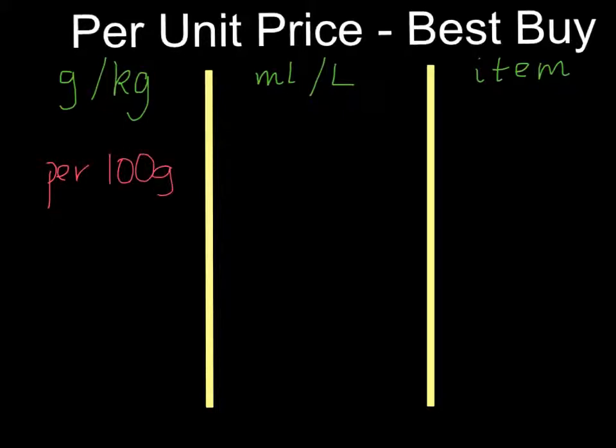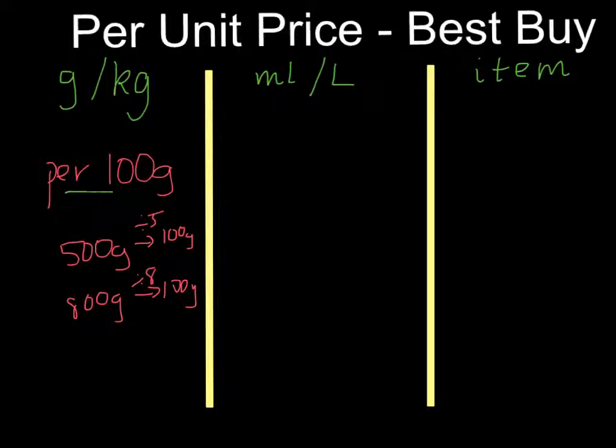So say, for example, you had 500 grams of mince at one price and then 800 grams of mince at another price. You would want to get that into a per 100 gram amount. So simply what you would do, 500 grams to 100 grams, you divide it by 5. 800 grams to 100 grams, divided by 8, to get it in per 100 grams.